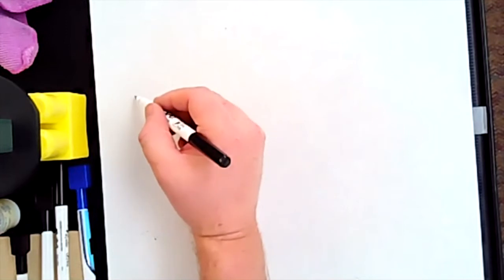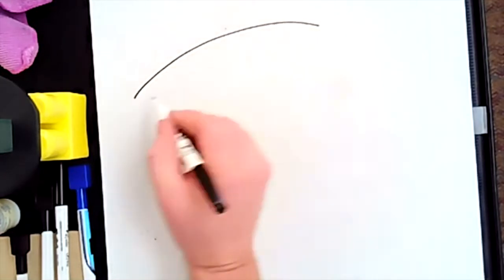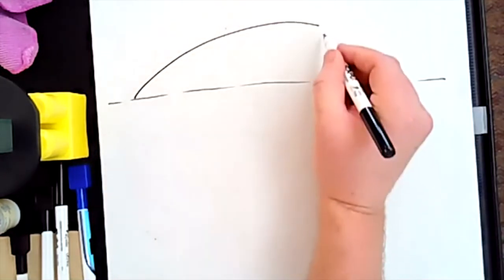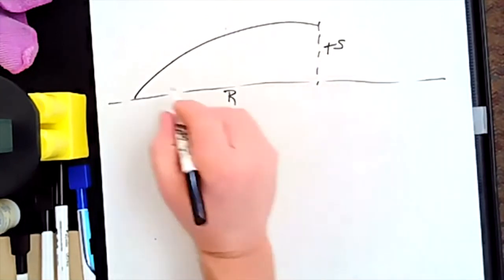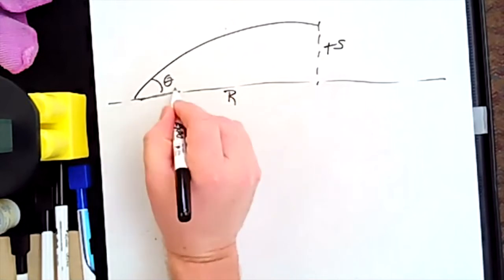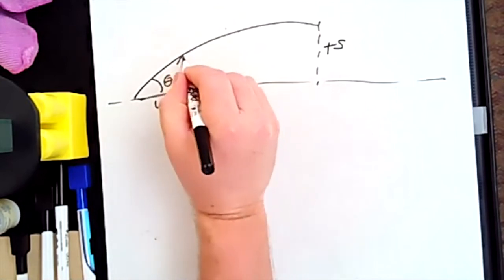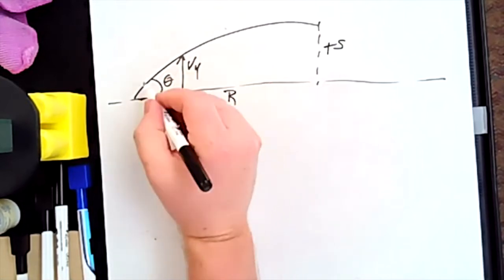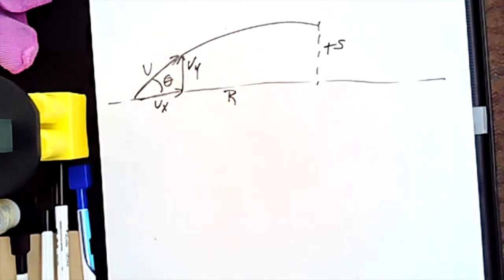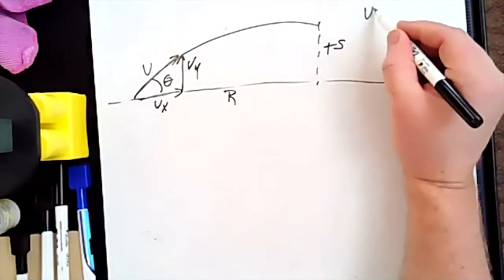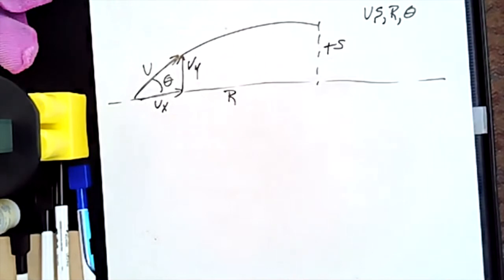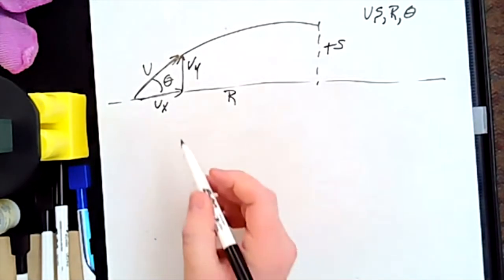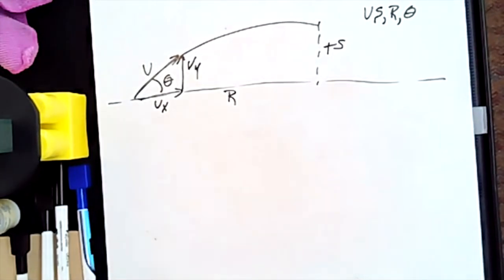Okay, so let's say now we're shooting like this, and we're going to shoot up to here. We have a plus S, and we have a range, and we have an angle, and we have a Vx. This is a Vy, because here's our velocity coming out of there. I want to get an equation that has all those things in it: V, S, R, and then the angle.